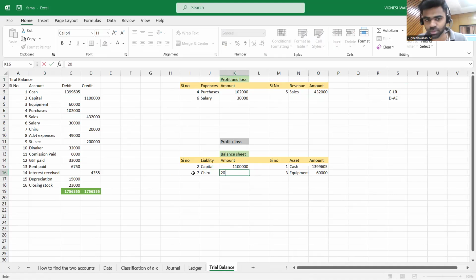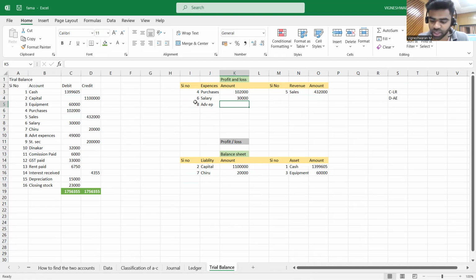It is 20,000. Then the eighth one, advertisement expenses. The name itself says it. Advertisement expenses are 49,000. Then short-term securities. It is on the credit side, so it should be a liability or a revenue. Short-term securities we have to return back, so it is a liability. Short-term securities are 2 lakhs, 2,00,123.